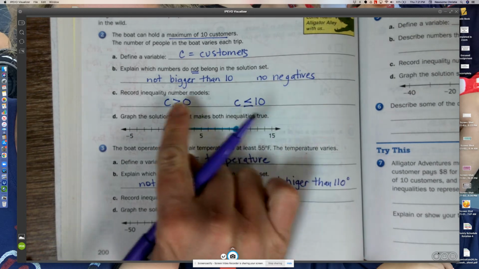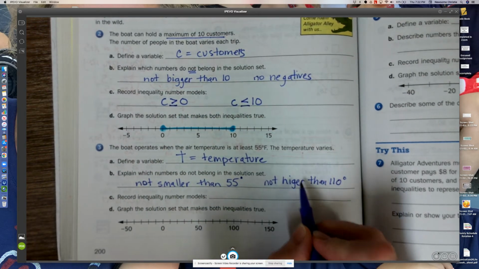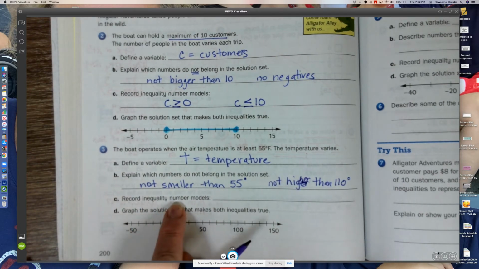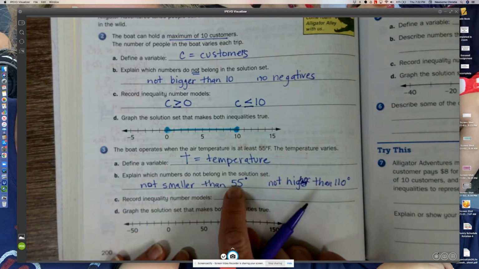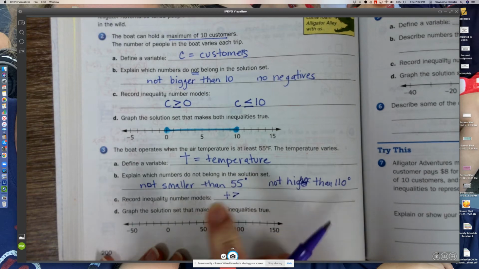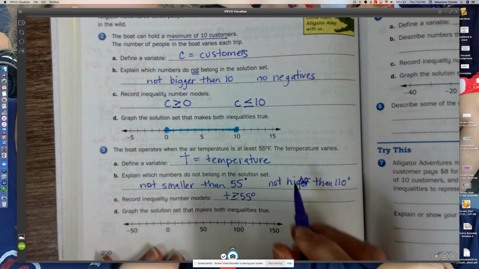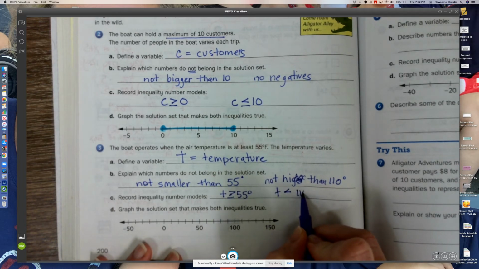Most of the time it's going to give you limits like it did in number 2, but here I'm just setting myself a limit. I am misspelling stuff all over here too, you guys. All right. So now let's record our inequalities. So we know it's got to be not smaller than 55, but our temperature has to be greater than or equal to 55 degrees. And I want the temperature to be less than 110.